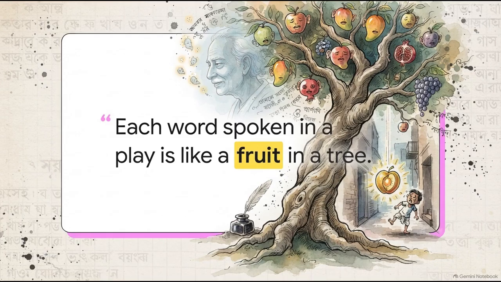Gogun Pakrashi used to tell him, however small a part you're offered, never consider it beneath your dignity to accept it. Squeeze the last drop of meaning out of your lines. Each word spoken in a play is like a fruit in a tree.